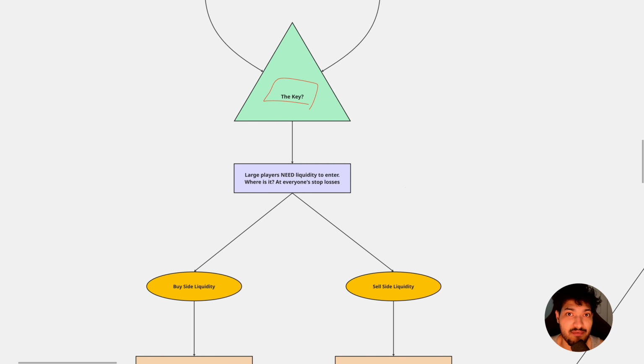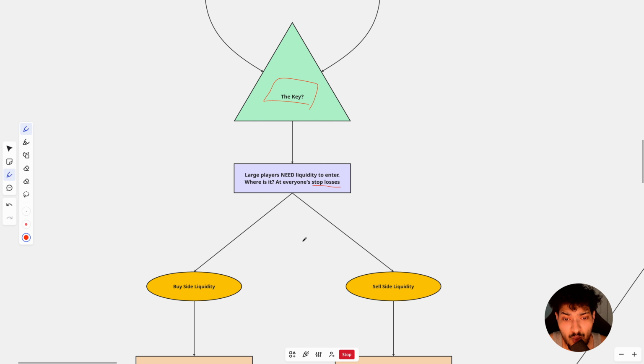And like that analogy I gave you of the 10,000 contracts, you want to get in where everybody is doing the opposite thing. Because if everyone is doing the opposite thing of where you want to get in, you've engineered that amount of money for yourself to then move price in a certain direction. And where they do this is at everyone's stop losses.